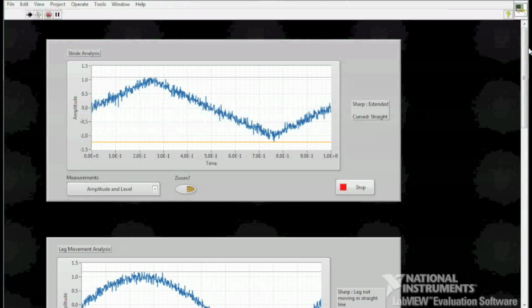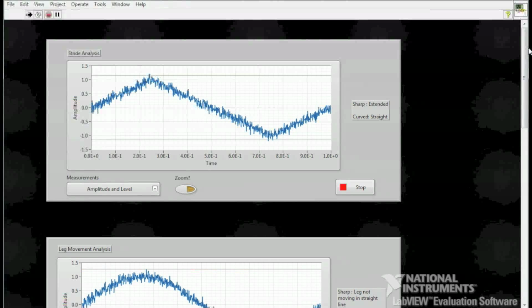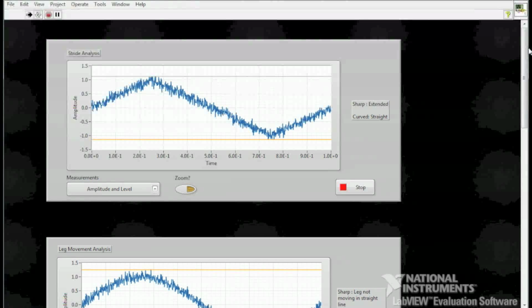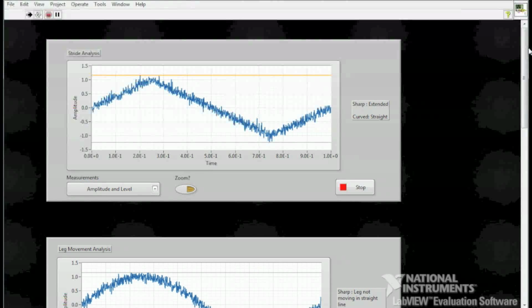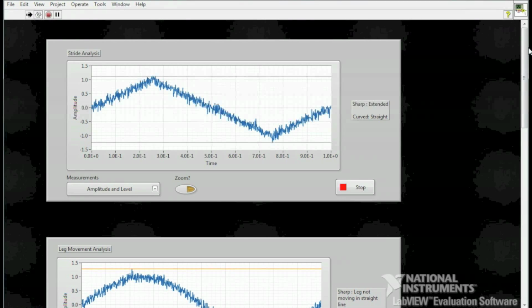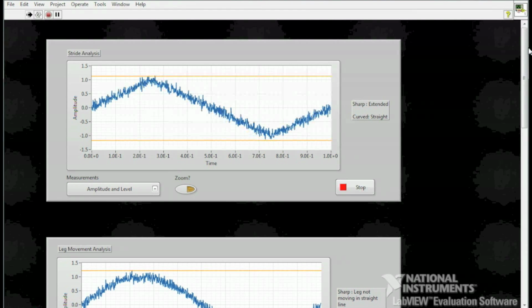So this is the main analysis page. And the first graph we have is the stride analysis. But before all this, we must be sure that we attach the MyReal device to our shin or the thighs, and the device should be facing forward.